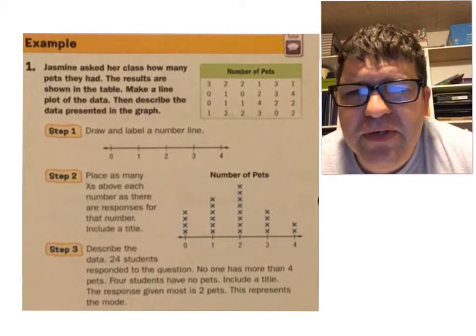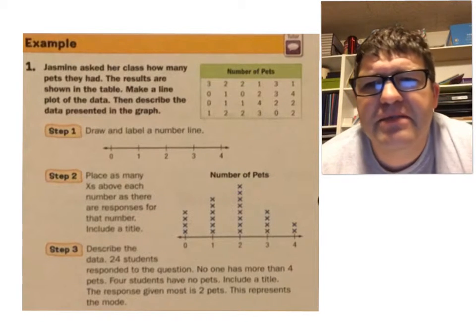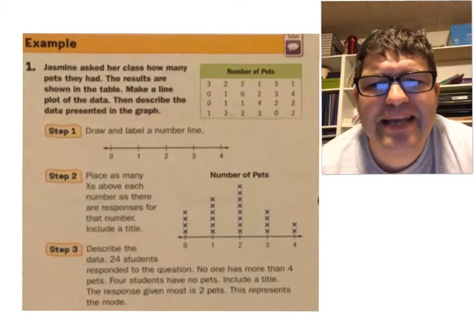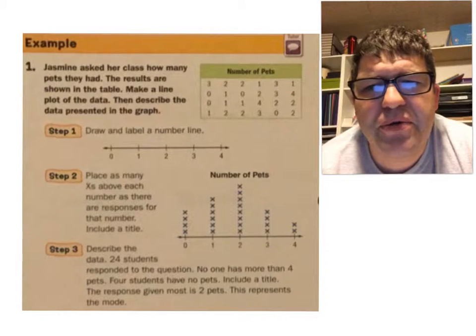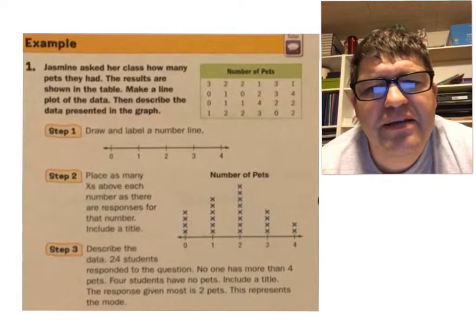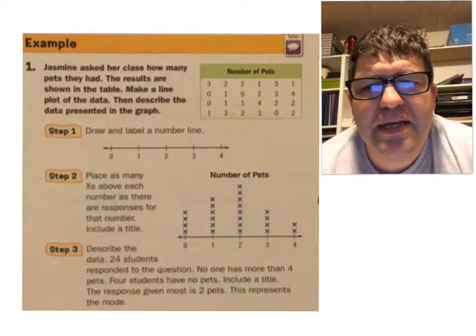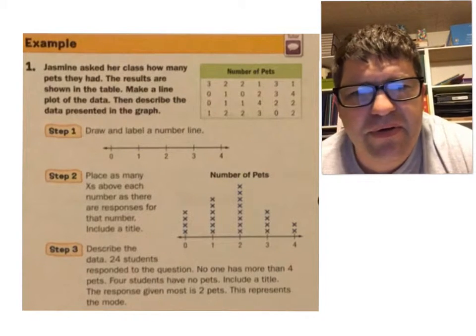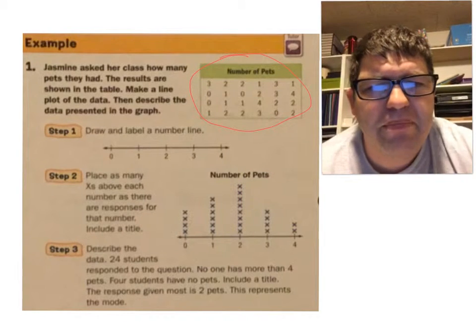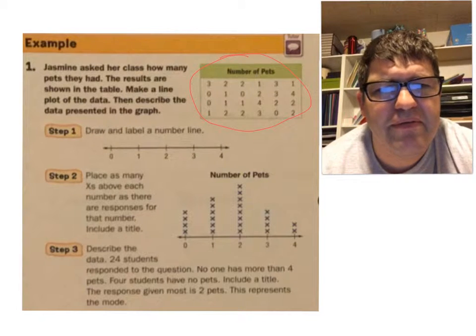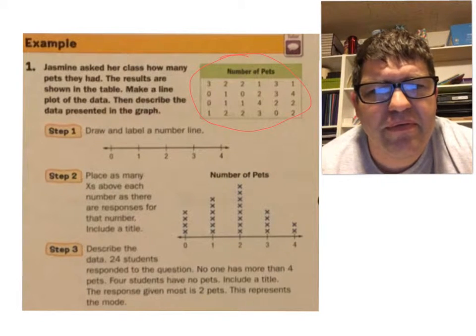Alright, this first example is about Jasmine. She asked her class how many pets they had. The results are shown in the table. Make a line plot of the data, then describe the data presented in this graph. Okay, so we see over here we have the number of pets. It looks like the most pets people have is 4. Some people don't have any.